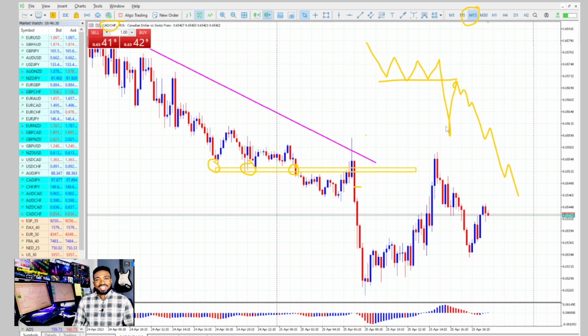Why? Because there was no confirmation candle. Though the market went in our favor, to the direction where I was expecting, the market went in the same direction, but there was no confirmation pattern here, and there was no confirmation pattern here. So I couldn't take any trade. There is no need to rush.